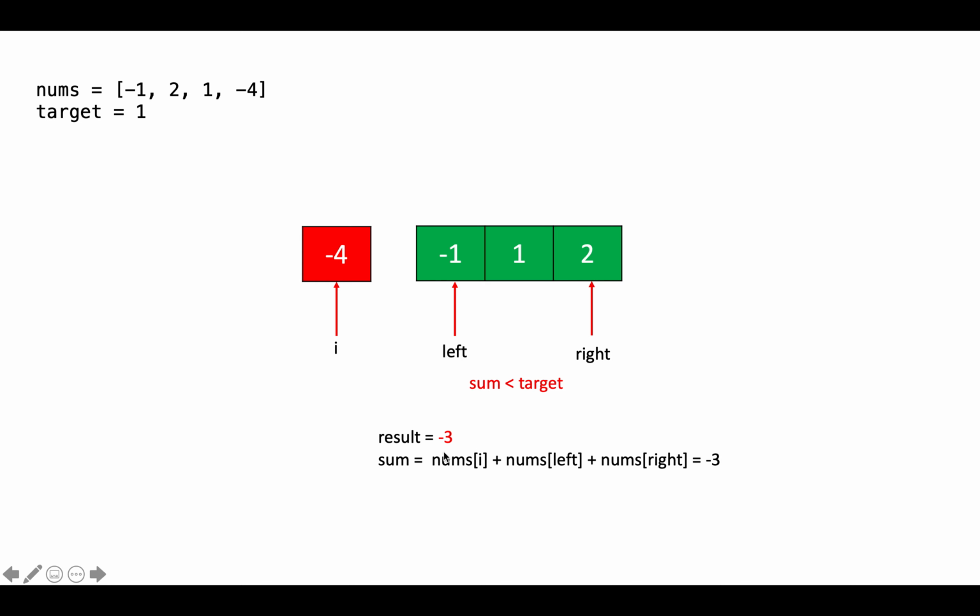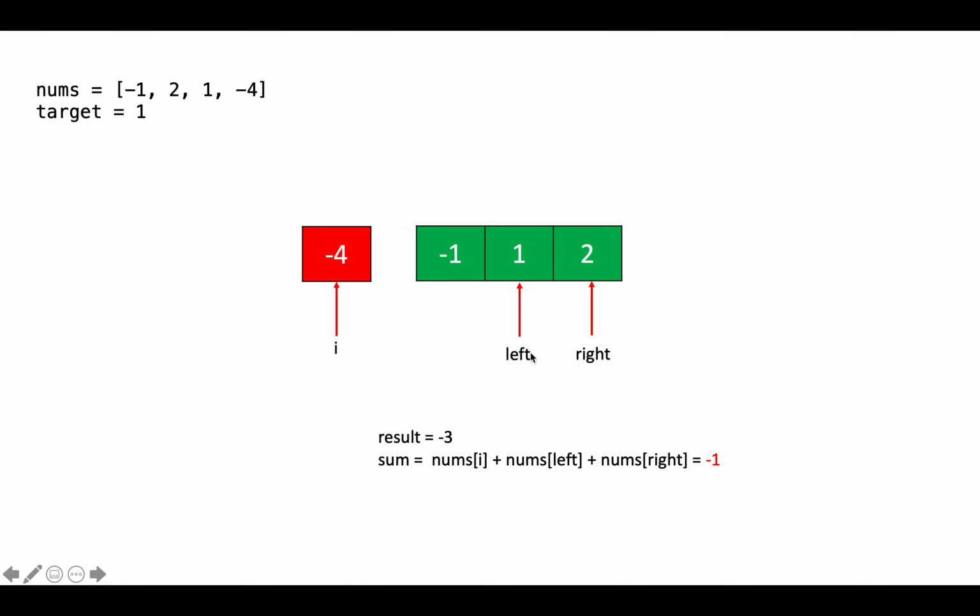So we should update our final result. Here we have -3 as our result temporarily, and then we should check that our sum is less than our target. Our sum is -3 and our target is 1, and because our array is already sorted in ascending order, if we want to make our sum closer to our target, we should increase our sum. So our left pointer should increase by 1, we move our left pointer to here. In this way, we can make our sum bigger and closer to our target.